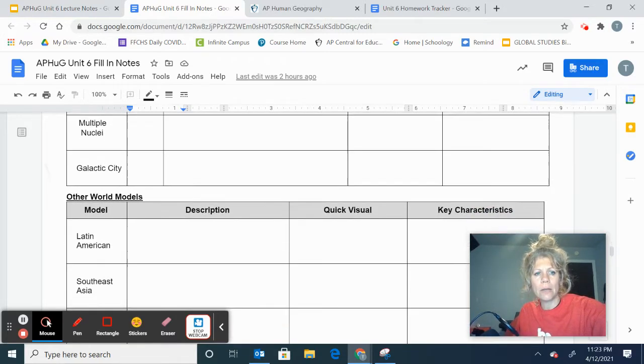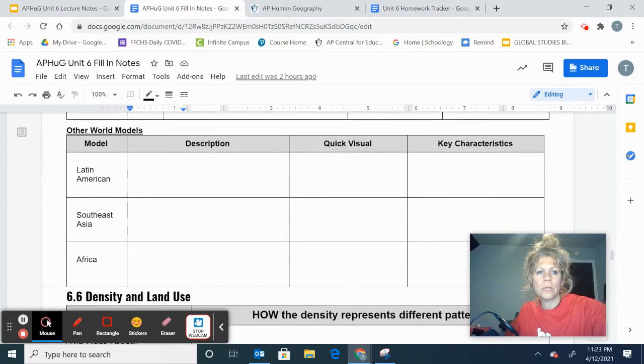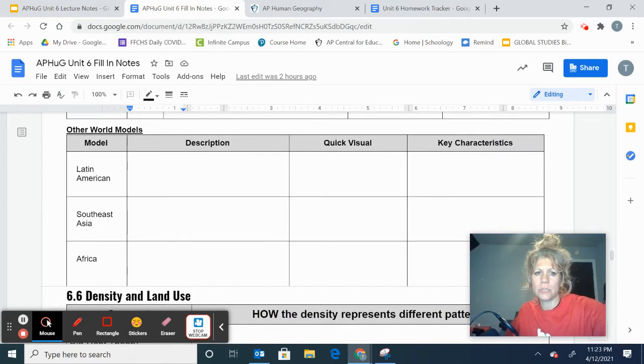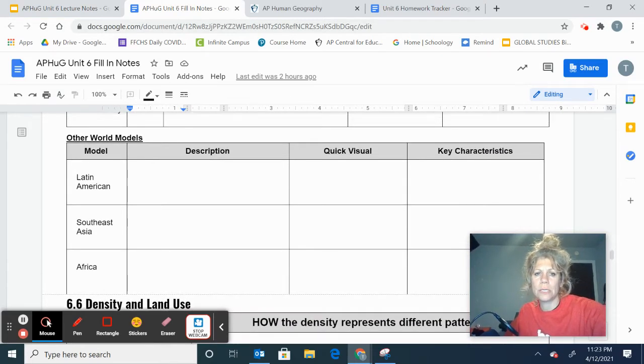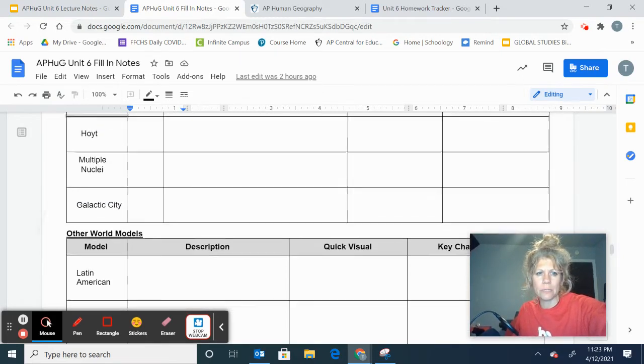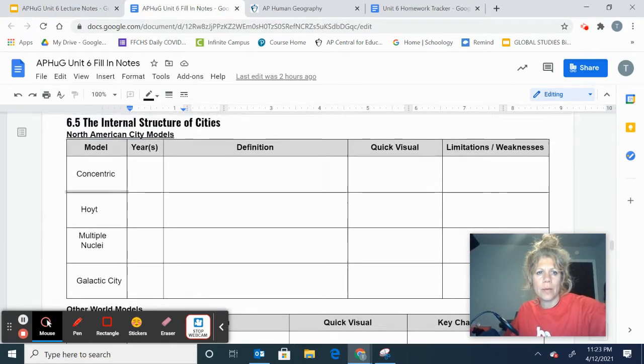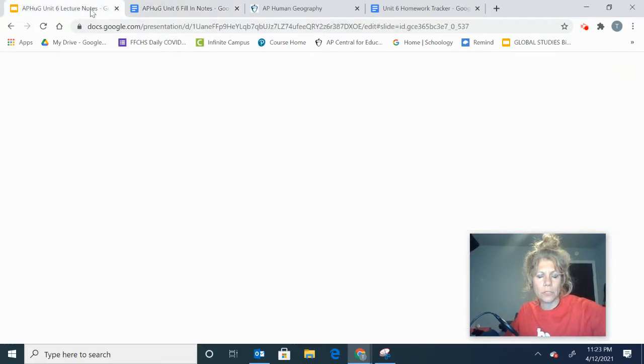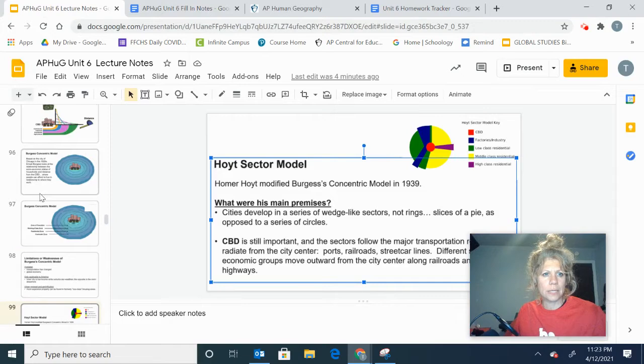And then on other world models, we'll look at Latin America, Southeast Asia, and Africa. And for those, you'll just need a quick description, visual, and just some key characteristics. All right, so if you need to pause the video to set those notes up, go ahead and do that. And I'm going to jump over to the PowerPoint and we're going to dig in.